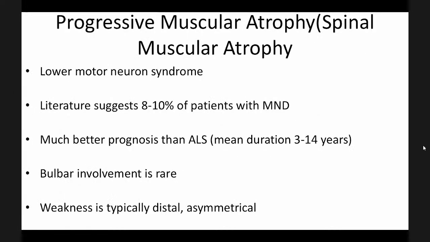So in the case of PMA, one of the hallmarks of ALS, we have lower motor neuron syndrome. There is an incidence of 8 to 10% of motor neuron disease for PMA. It has a better prognosis than ALS, with a mean duration of 3 to 14 years, whereas in ALS there are only 2 to 5 years of survival. Bulbar involvement is rare, such as difficulty with the jaw, dysphagia, and dysarthria. Weakness is typically distal and asymmetrical.